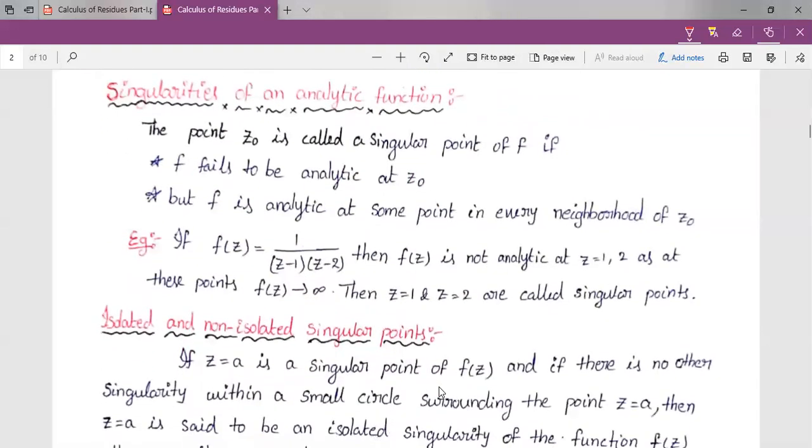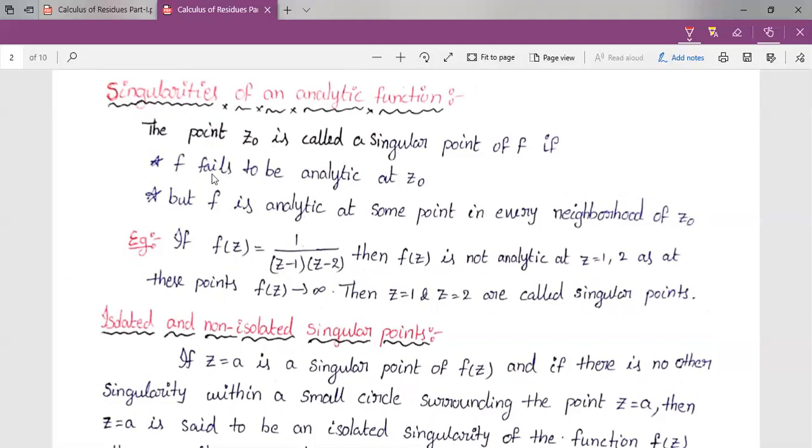Then we discuss singularities of analytic functions. So different types of singularities are discussed here for analytic functions or non-analytic functions. The point z0 is called a singular point of f if f fails to be analytic at z0, but f is analytic at some point in every neighborhood of z0.